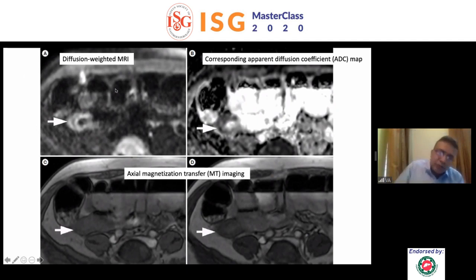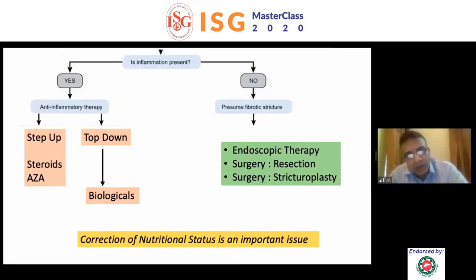But at this moment, diffusion weighted MRI does help in the majority of cases, although not in 100% of cases. So you would like to do a CT or MR, preferably a diffusion weighted MR, which will tell you if it's an inflammatory or fibrotic stricture. If it's an inflammatory stricture, as I told you, you would like to go for top-down therapy. However, step-up can also be done. You have a choice. And if the patient cannot afford it, obviously go for step-up therapy.